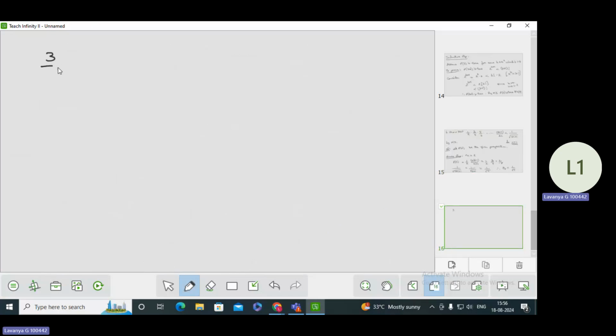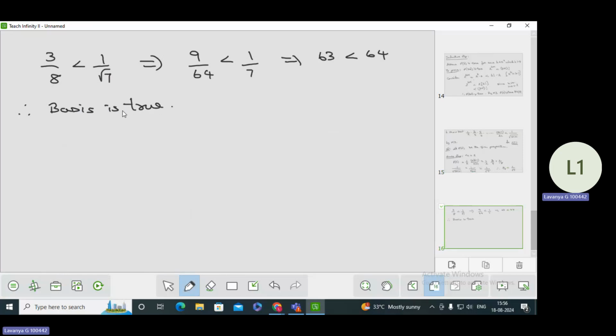See, I have 3 by 8 strictly less than 1 by root 7. Square, you will get 9 divided by 64 strictly less than 1 by 7. What does this imply? 7 nines are 63. 63 is strictly less than 64. Therefore, I can clearly conclude my basis is true. That is, I have shown P of 2 is true. Next, what I have to show? I have to go for the inductive step. How to show this in my inductive step?